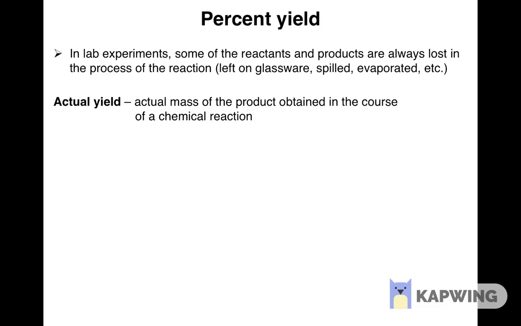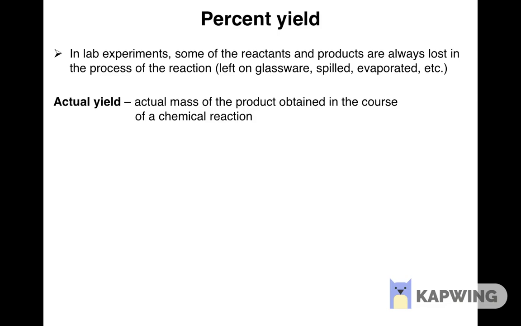As we have seen in the previous video, the molar ratio coefficients in a balanced chemical equation can be used to predict how much of each product should be formed if a given amount of reactants is used. We referred to this predicted amount of product as the theoretical yield.